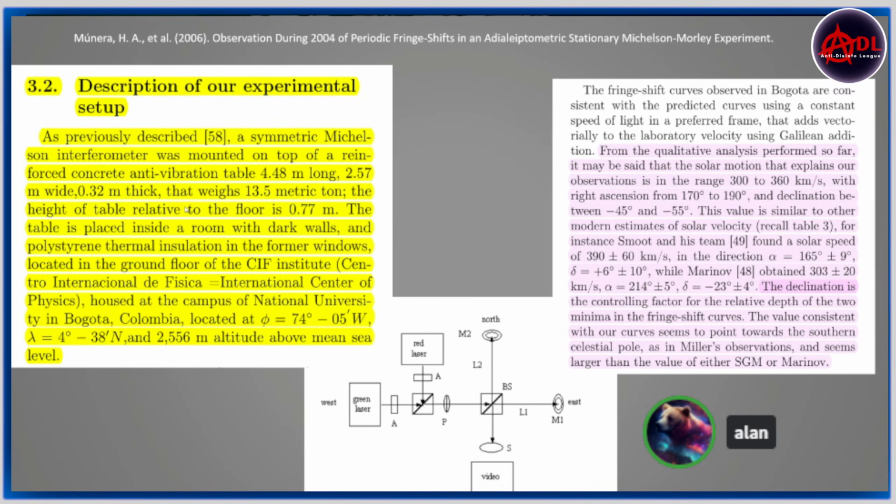So this is Hector Minera in 2006. They made a classic Michelson-Morley interferometer, so no rotation or anything like that. They just had it fixed, orientated to the direction of what they assume would be Earth's orbit. And they left the apparatus running in this experiment for 3 years continuously.